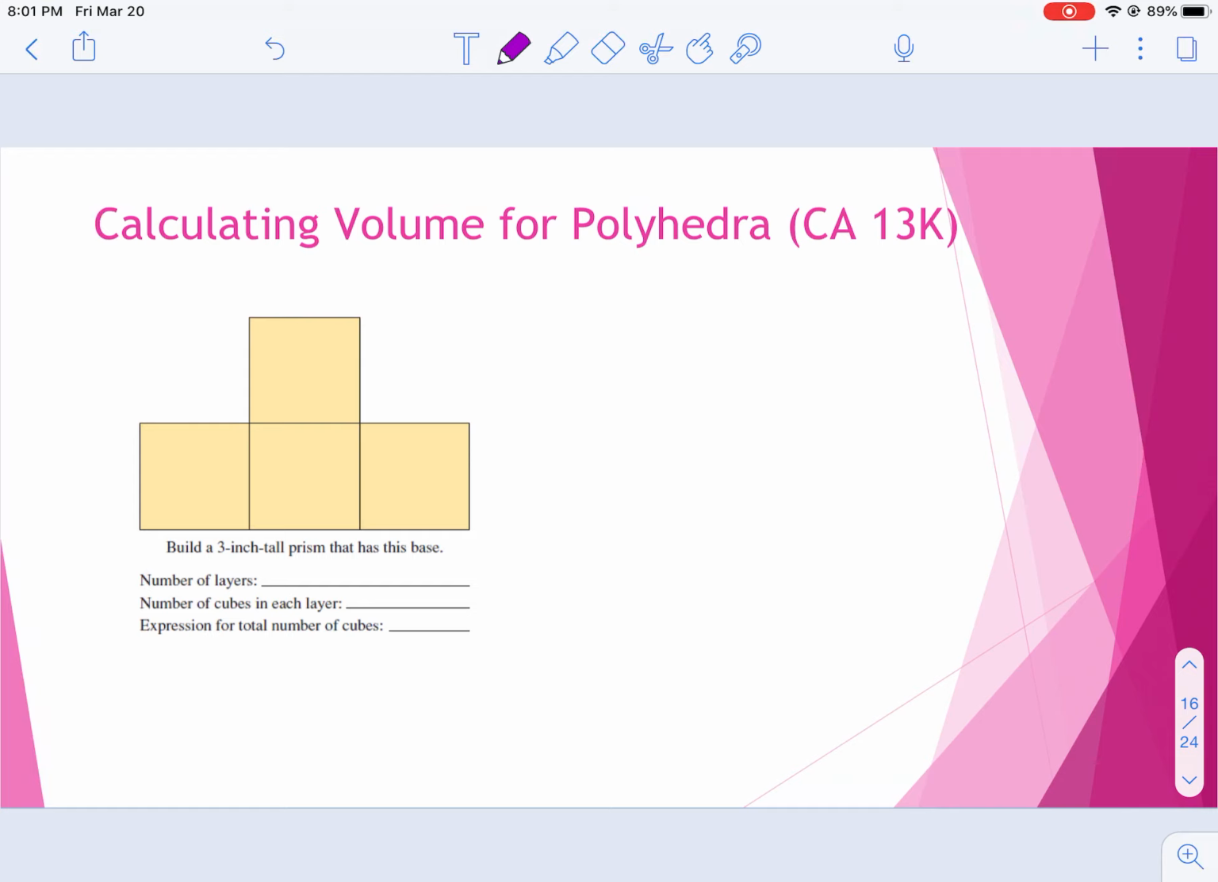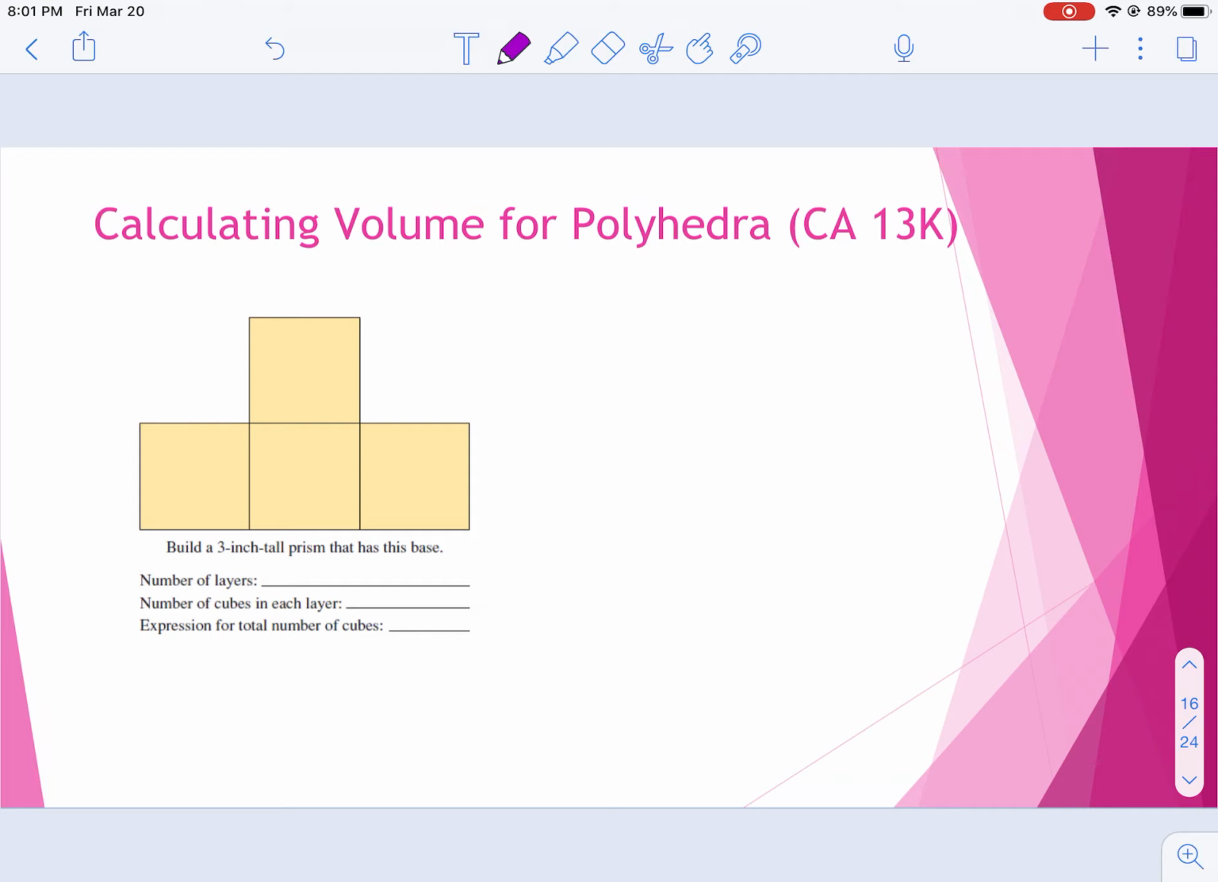Welcome to another video, calculating volume for polyhedra. As with a lot of things in this course, I know that you know how to find volume, especially of a rectangular prism, but we're trying to push you to understand it more deeply.